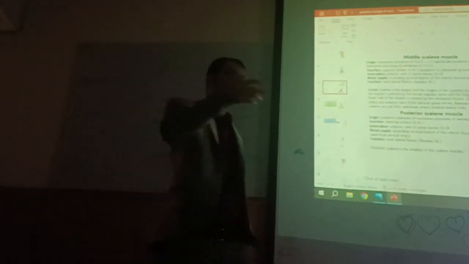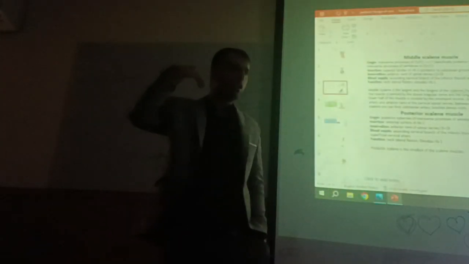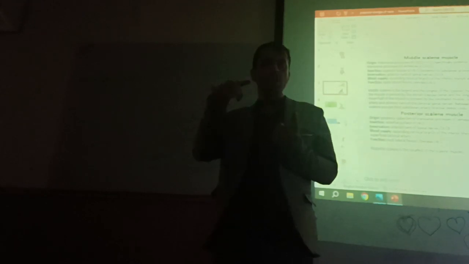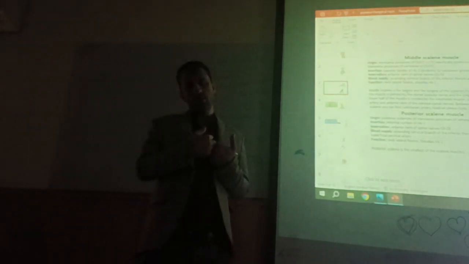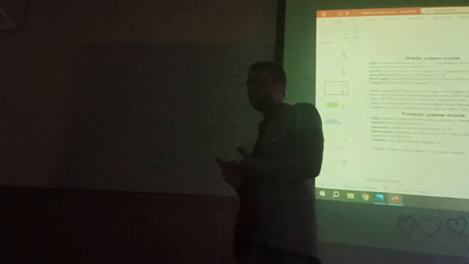The middle scalenus muscle is a big muscle which originates from all of the cervical transverse processes. The function of all the scalenus muscles is lateral flexion of the neck. If the muscles of the right side contract, we have right lateral flexion, to the same side. That is the function. And the innervation is C3 to C8.